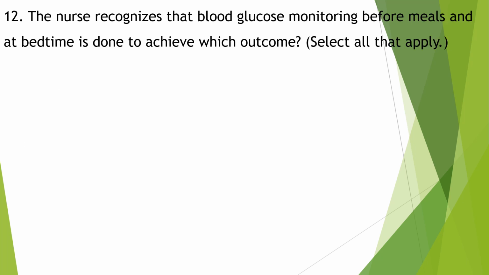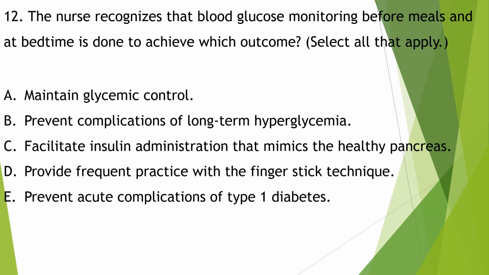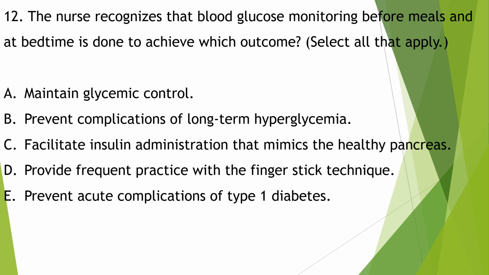The nurse recognizes that blood glucose monitoring before meals and at bedtime is done to achieve which outcome? Maintain glycemic control, prevent complications of long-term hyperglycemia, facilitate insulin administration that mimics the healthy pancreas, provide frequent practice with the finger stick technique, prevent acute complications of type 1 diabetes. Blood glucose monitoring before meals and at bedtime facilitates insulin administration that mimics the healthy pancreas, which helps maintain glycemic control and prevents complications of long-term hyperglycemia.